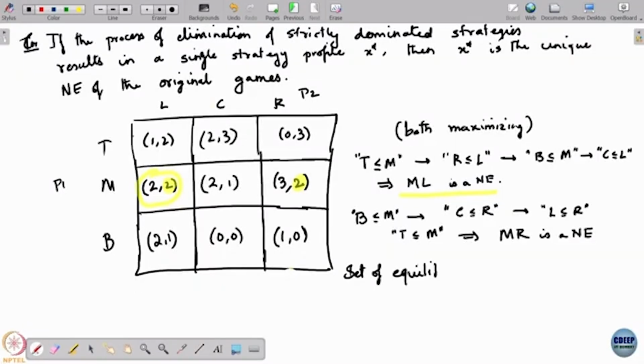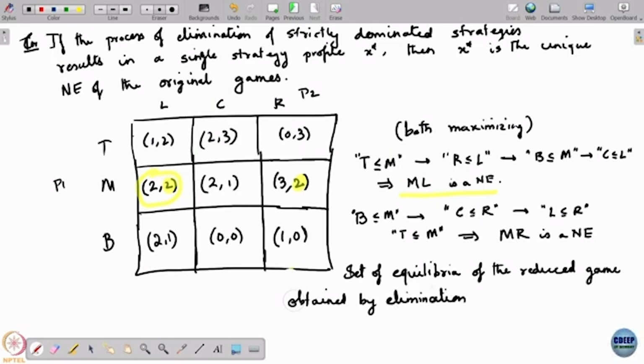Is that fine? Okay. So, in other words, the set of equilibria of the reduced game obtained by elimination of weakly dominated strategies is dependent on the order of elimination.